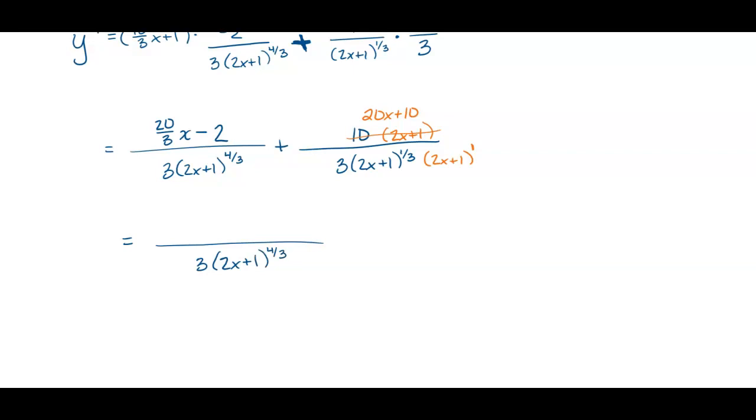All right, so I've got my common denominator. And then in the numerator, I've got 20/3 x plus 20x. Let's see, what's 20/3 plus 20? That's 20/3 plus 60/3. So we'll call that 80/3. And I've got a minus 2 and then a plus 10. So minus 8.